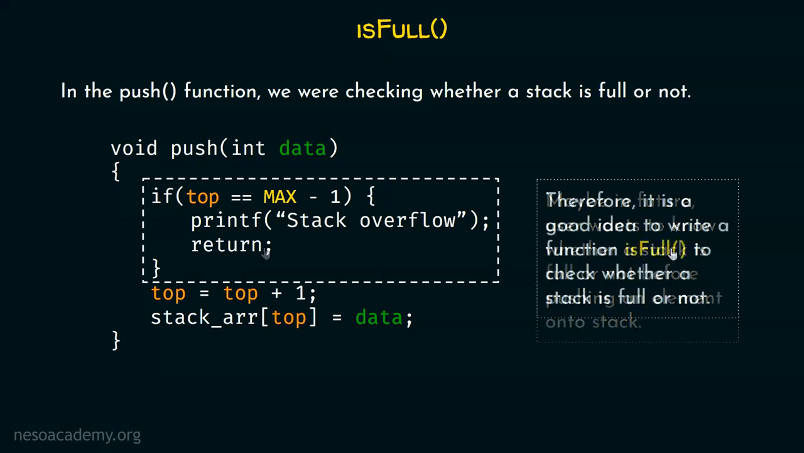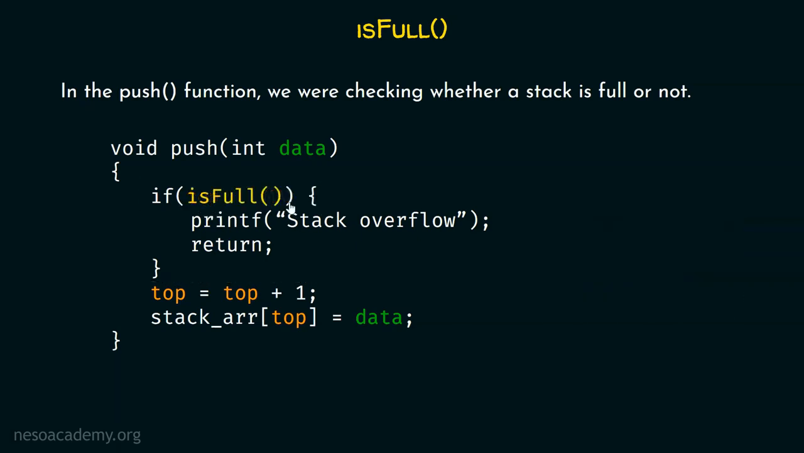For this purpose, we have to write a separate function called isFull, which will check whether a stack is full or not and will either return 0 or 1. This function returns 0 if the stack is not full. If the stack is full, then this function will return 1. So it is always a good idea to write a function isFull. Here, instead of writing top equals max minus 1, instead of checking this condition, we will simply call the isFull function.